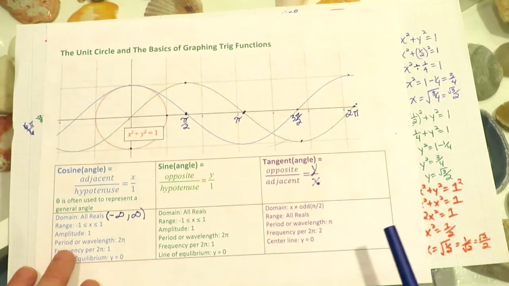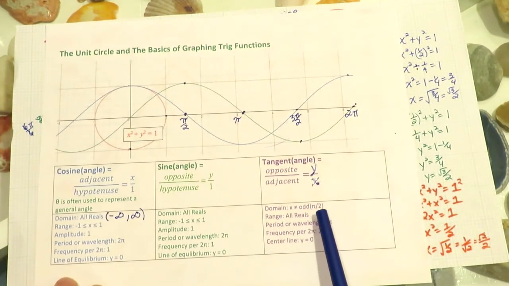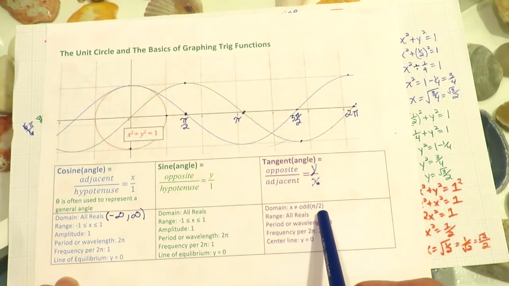So going to the vital information, the domain is x cannot be an odd multiple of pi over 2, because you would be dividing by 0 if you try to plug in an odd multiple of pi over 2.